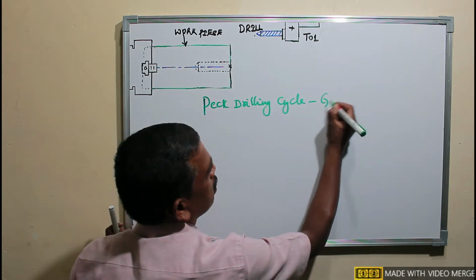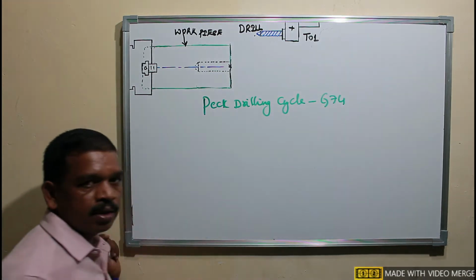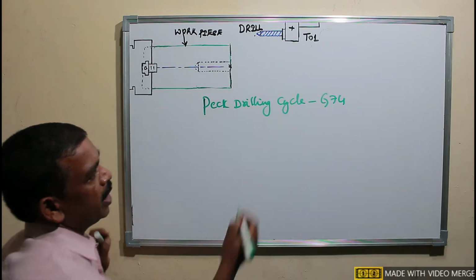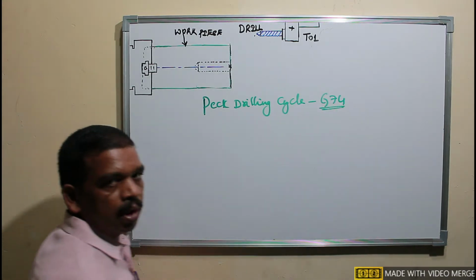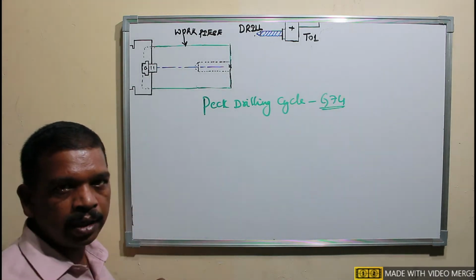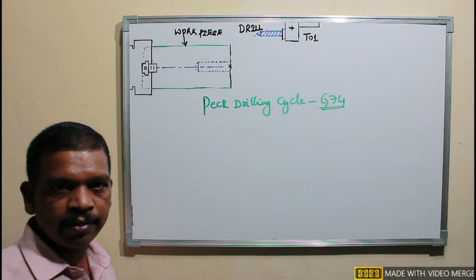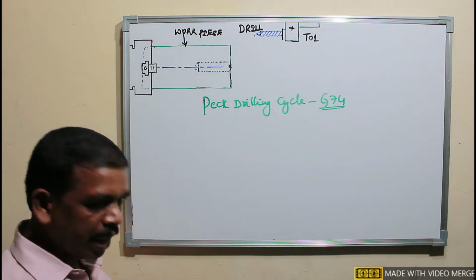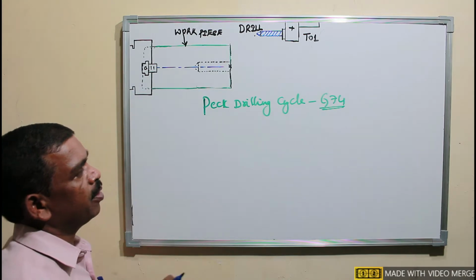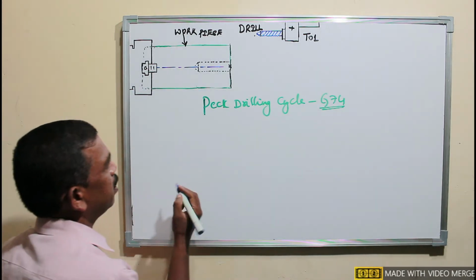This is G74. This is also called the CAN cycle. By using this code we can write the drilling programs for a CNC turning center. Now I will explain how we will write the program by using this CAN cycle.